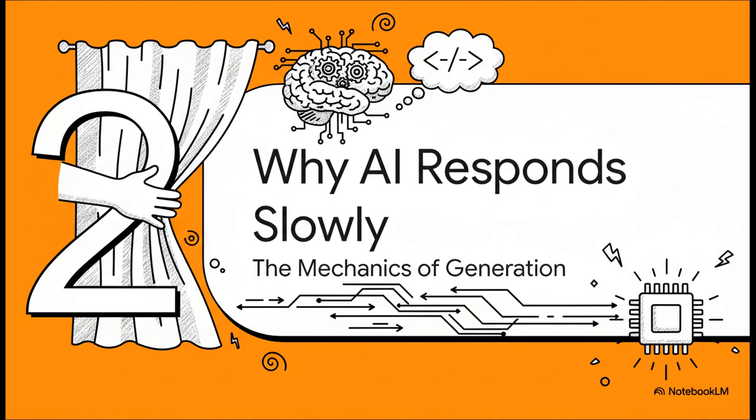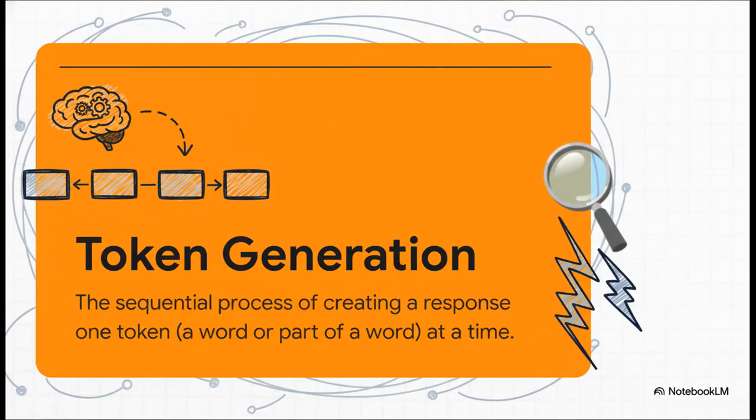Let's pull back the curtain a little bit and see why these large language models need some time to think. The biggest reason for this latency comes down to a process called token generation. Now, a token is basically a word, or even just a piece of a word. And here's the key. The AI doesn't dream up the whole answer at once. Nope, it builds it token by token, one after the other, in a sequence.